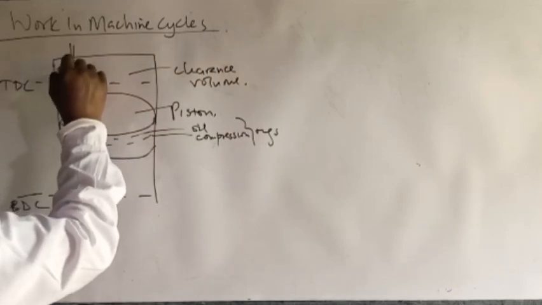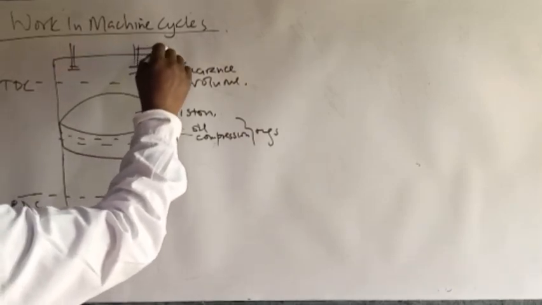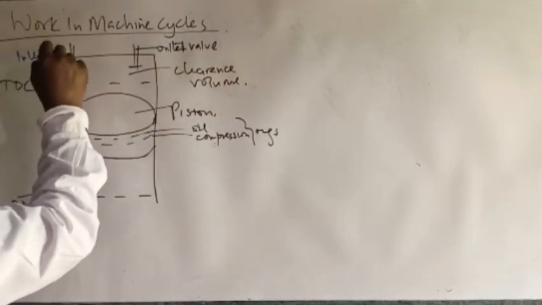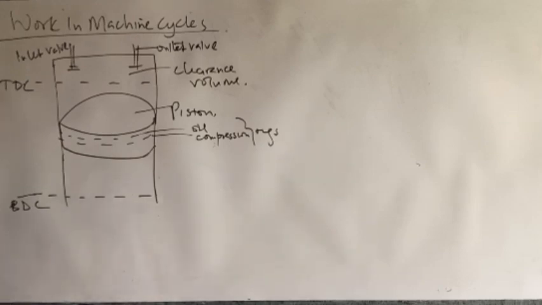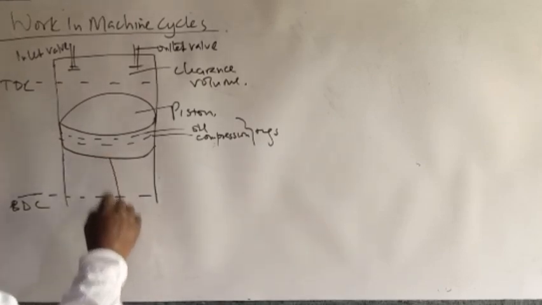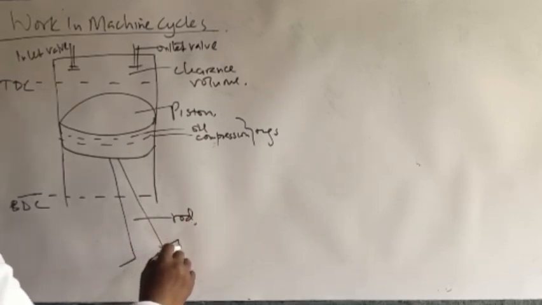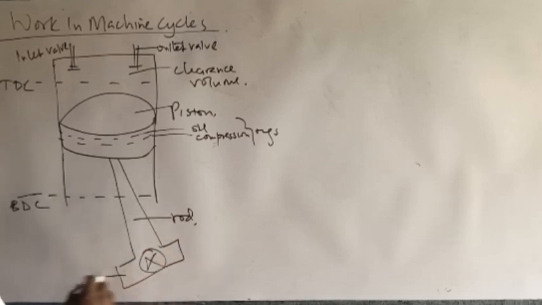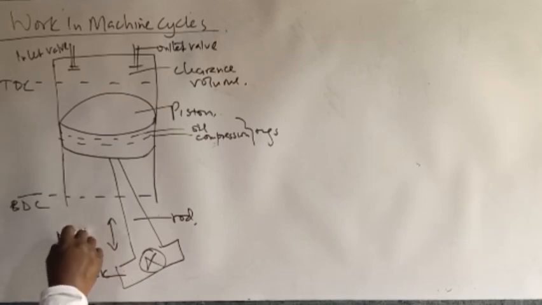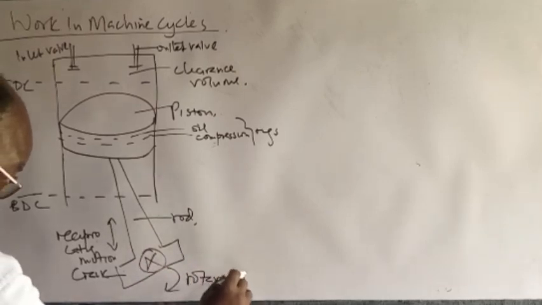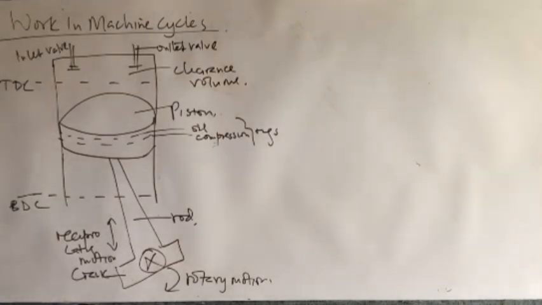And here we had our inlet valve, outlet valve, and then we have a rod, this connected to the crankshaft. It's a rod. We have reciprocating motion. And here we have the rotary motion. I think basically we have that.